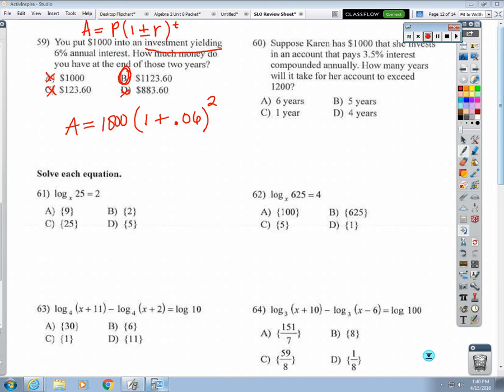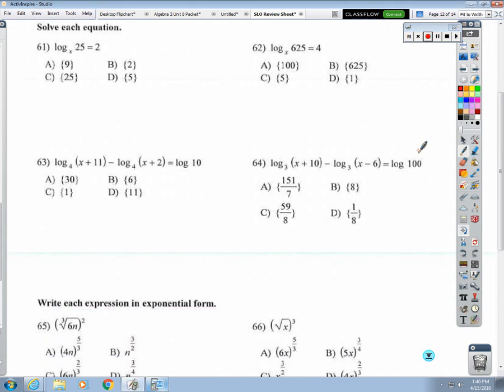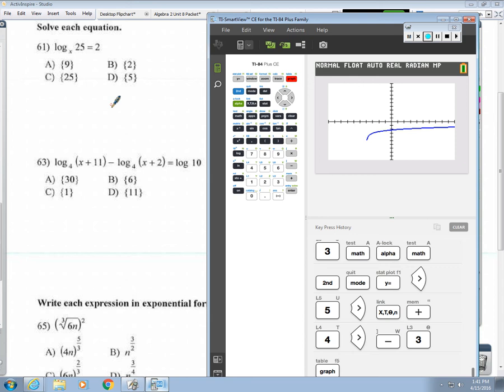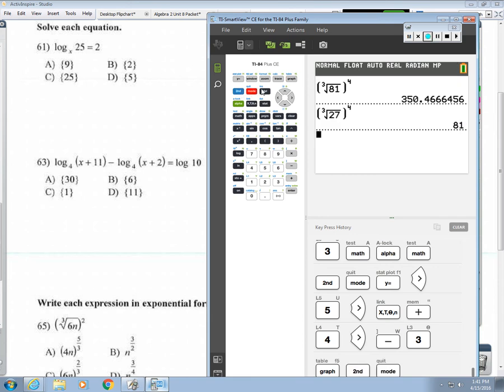All right, number 61. Solve each equation. Okay, how would you do this problem? Well, you're trying to solve for x. Anytime you're trying to solve for x and you have multiple choice, what can you do? You can just plug in each one until you get to the one that equals 2, right? Okay, so we need to do log base. So any way you can pull up log base is fine.